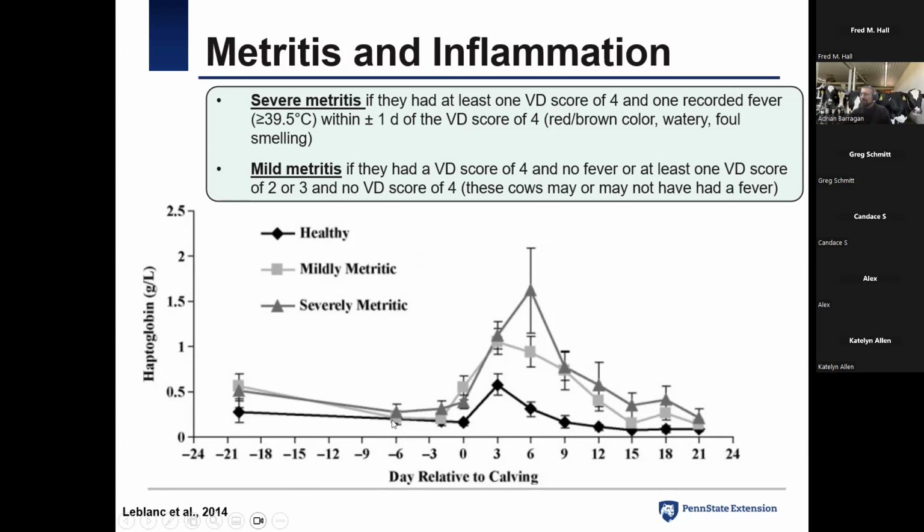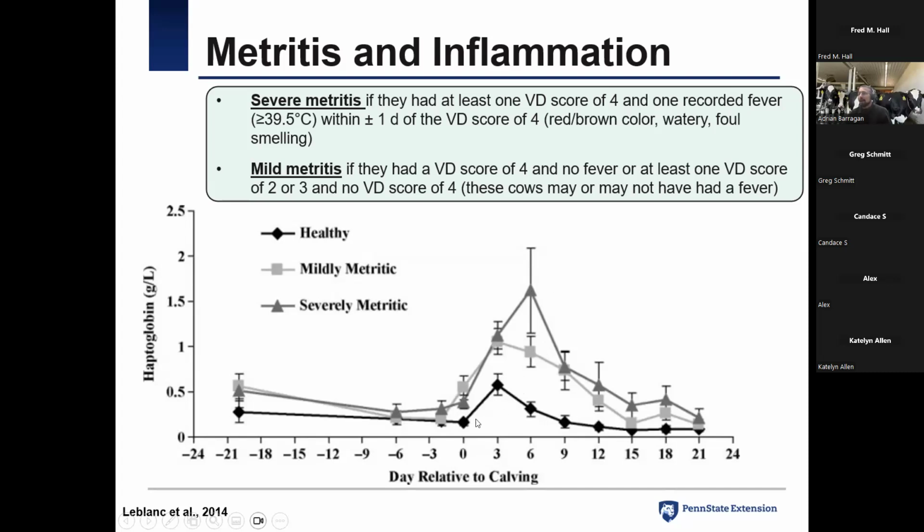And what they did here, they looked retrospectively at the inflammation biomarker, haptoglobin, related to calving and to the actual diagnosis of metritis. They basically have three main groups. One were healthy animals, the black ones. And then you have animals that have mild metritis or severe metritis, the gray squares or the dark gray triangles.